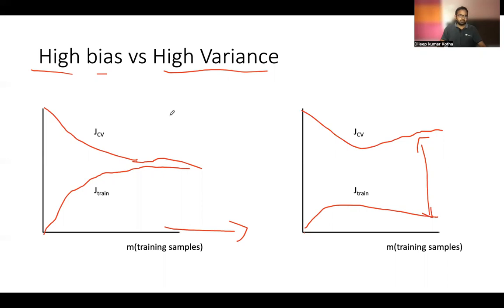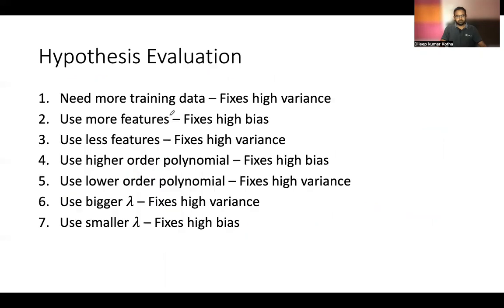Okay. So let's look at all the points we discussed in the earlier video, and then see how to balance out this bias versus variance problem. As I talked about in the previous slide, more training data fixes high variance. So if you have high bias and you try to increase the training data, it won't be of any good use. Using more features fixes high bias.